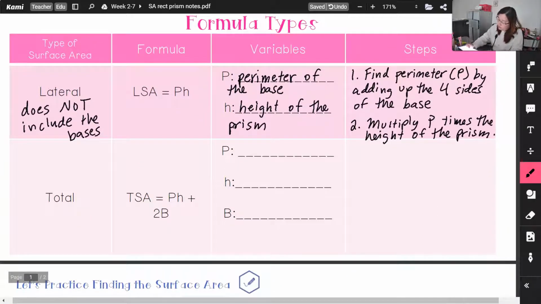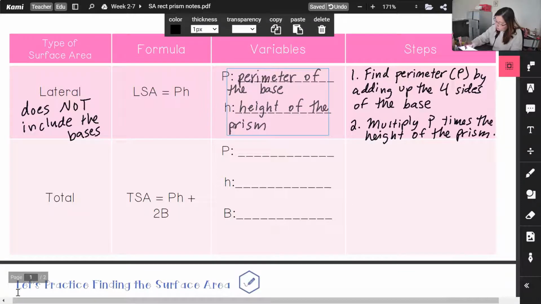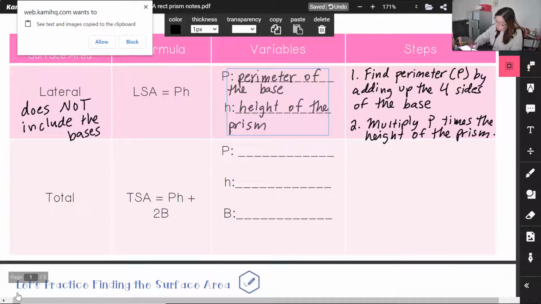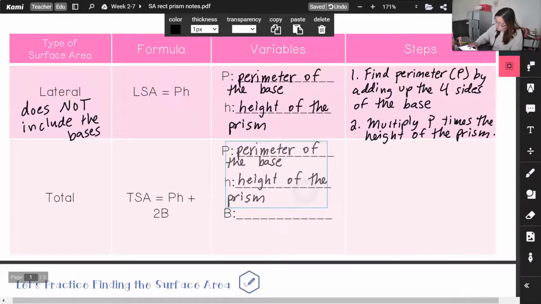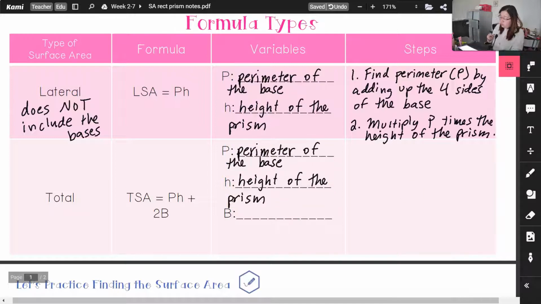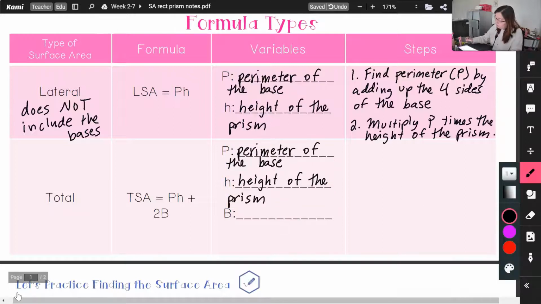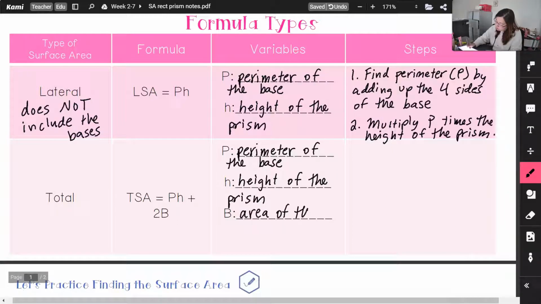These first two are the same. I'm just going to copy paste. Perimeter of the base, height of the prism. That part is the same. Then, for that last one, we have a capital B. Hey, this is exactly the same as volume. This is area of the base.